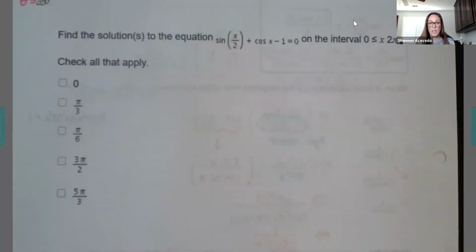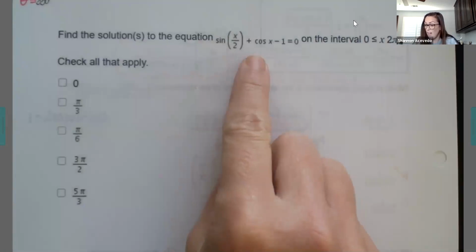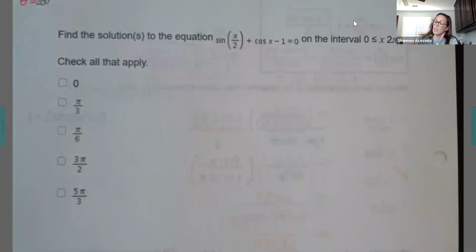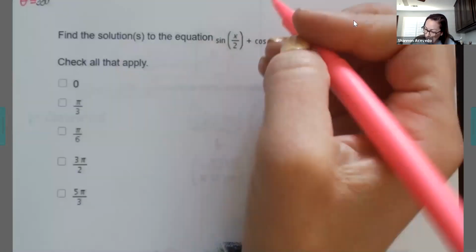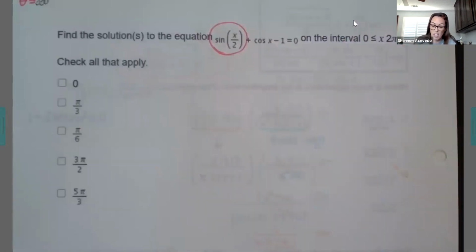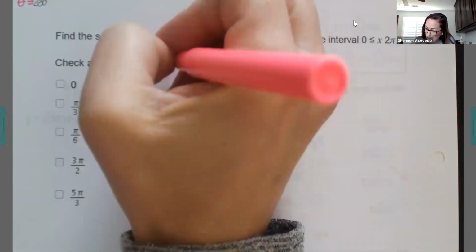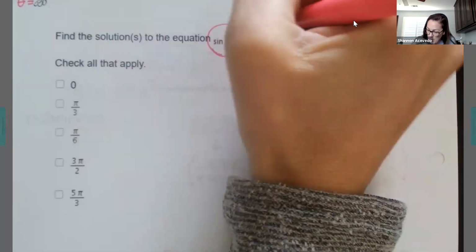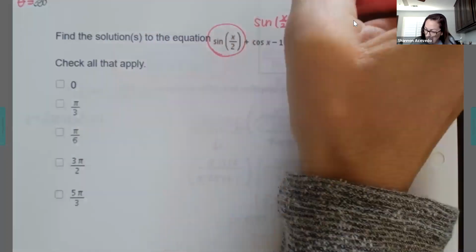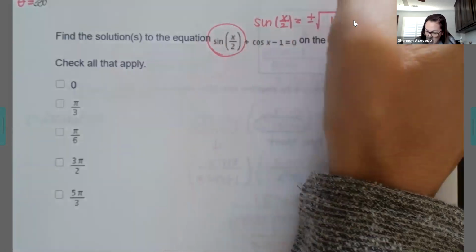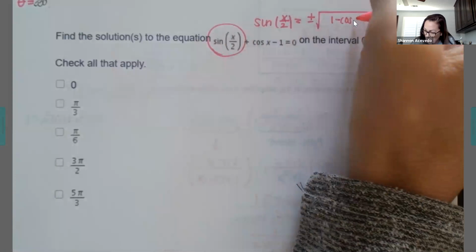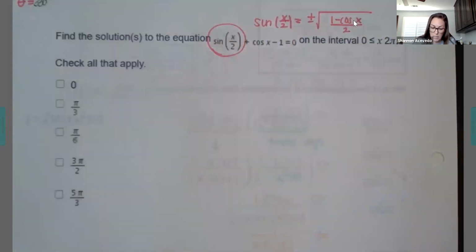So we're looking for the values on the unit circle. So we're looking for the exact values of this equation. Well, this is ugly. I have all kinds of stuff going on. So I go here and I look and I go, okay, well, this is going to be a half angle, right? So I know that this piece right here, I'll just write up here, that sine of x over 2 is going to be equal to plus or minus the square root of 1 minus cosine of x all over 2. That's what this piece is.